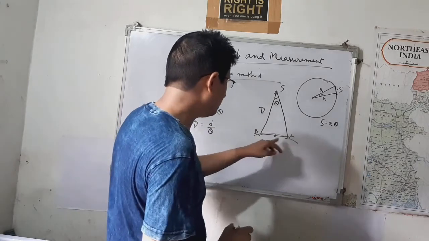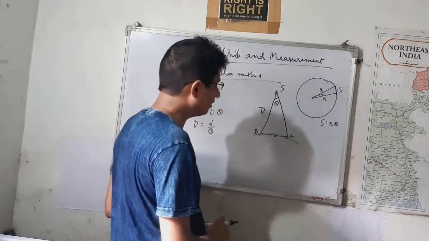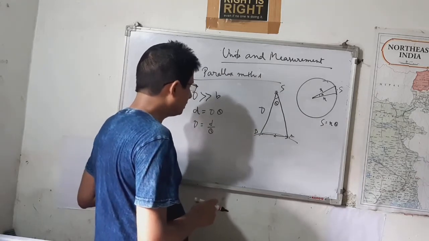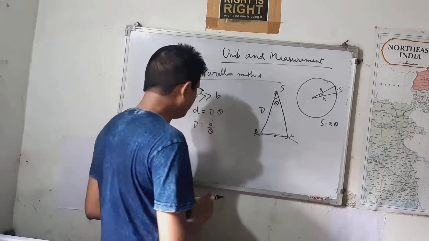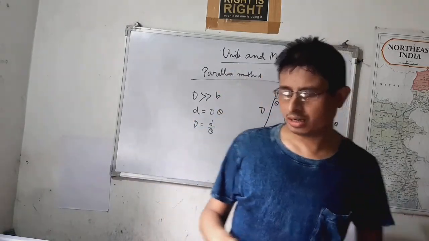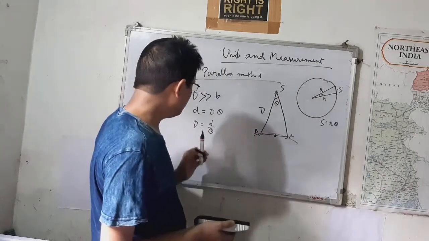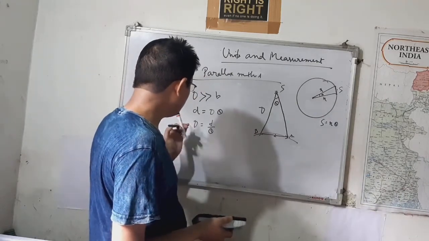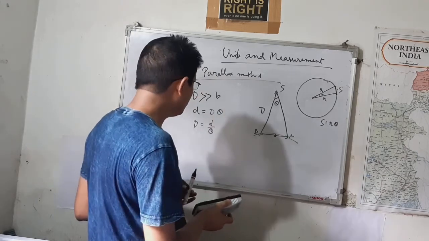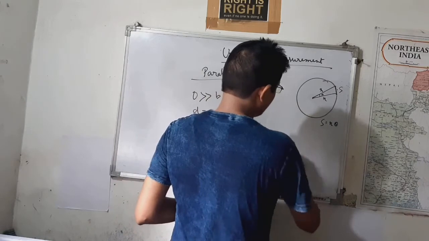Here small d can be measured because we know the distance between the two points, and we also calculate theta. So with the help of these two values, we can measure the distance of the star from the Earth. Now, since we know the distance of the star from Earth, we can measure the diameter of the star. How? Let's see.